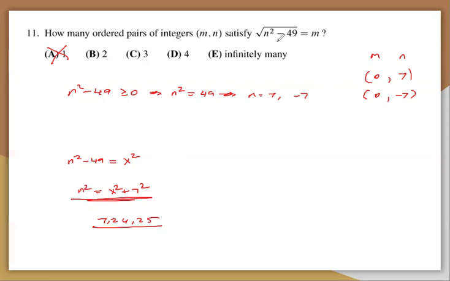So if I choose that, let's try it. If I plug in 25, that will be 25 squared minus 49. The entire thing will be 625 minus 49, which is 576, which is 24 squared. So m will be 24, which is our result. That means I will say 24 comma 25 is another one.